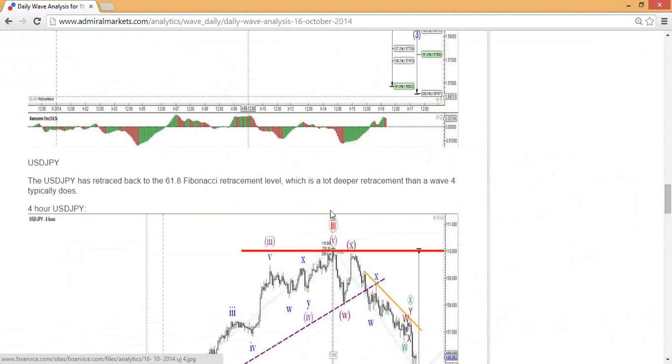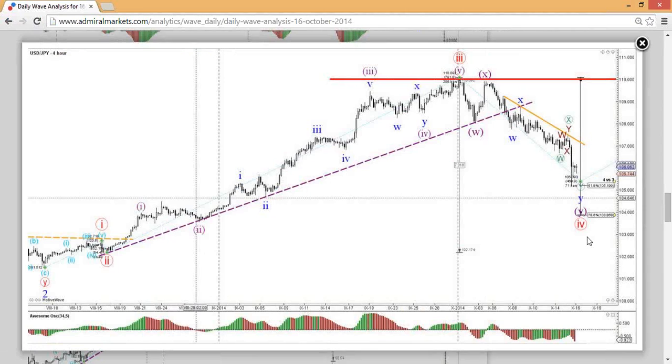Still, though, at the moment, I still have it as a wave 4, but if we really push below, this is the very, very max. I mean, if we start pushing below 105, then we'll have to change. Then this is incorrect. And this seems the most likely to me, to be honest.